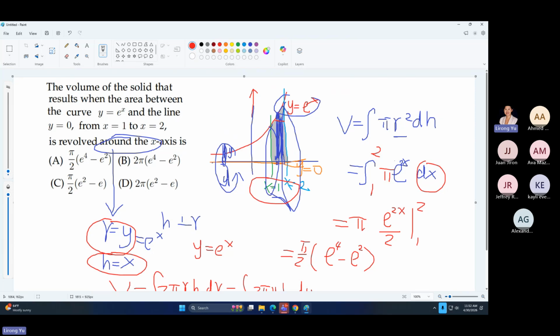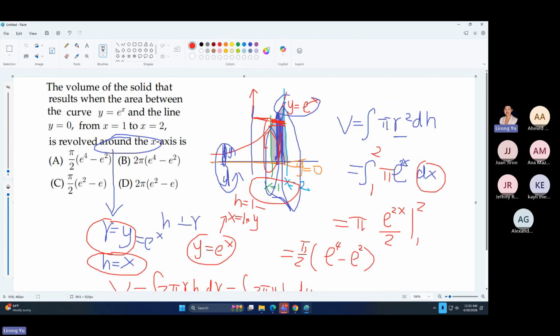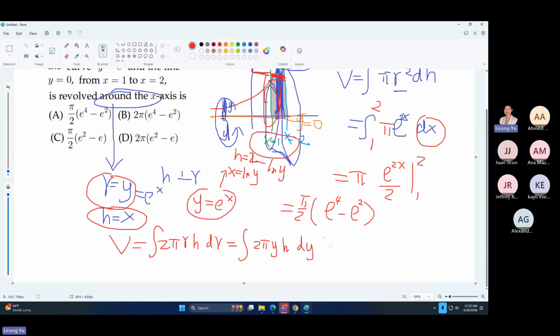What was the h over here? It's h. This is an r. So h will be 1 minus the x value in here. So you have to solve the x value from here. The x is equal to natural log of y, right? And then the h will be a subtraction of those x values. This is the height of the shell. So h equals, actually it was 2 minus natural log of y. That's what the h is.